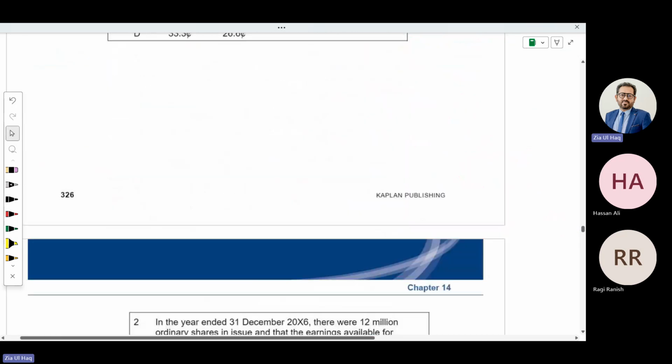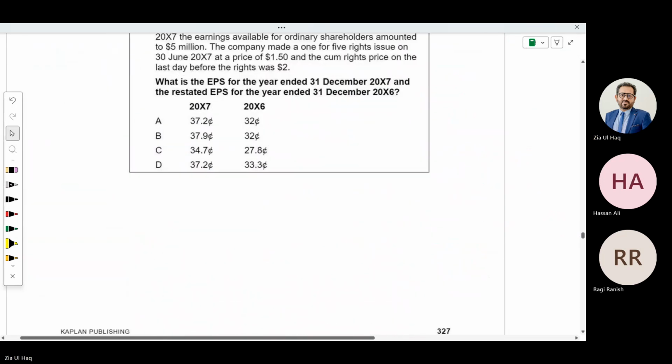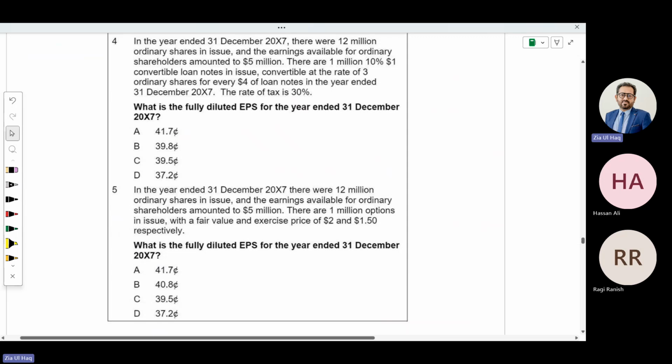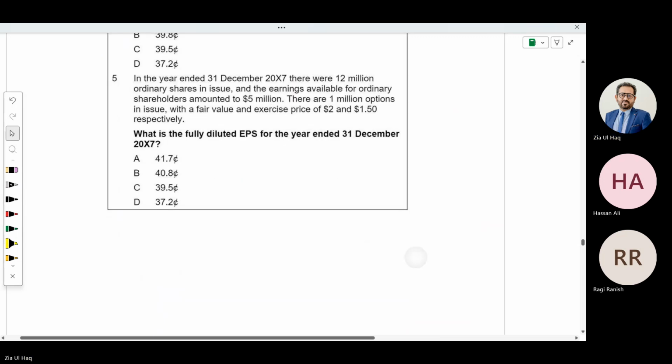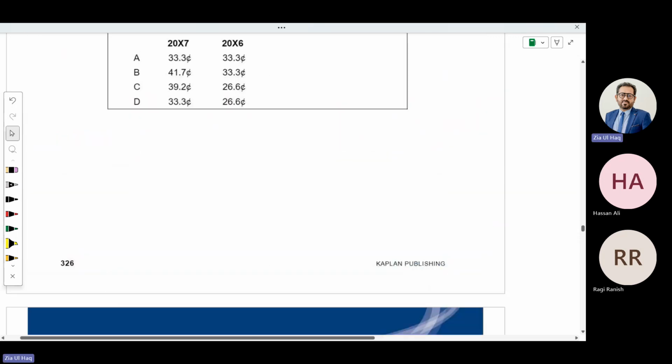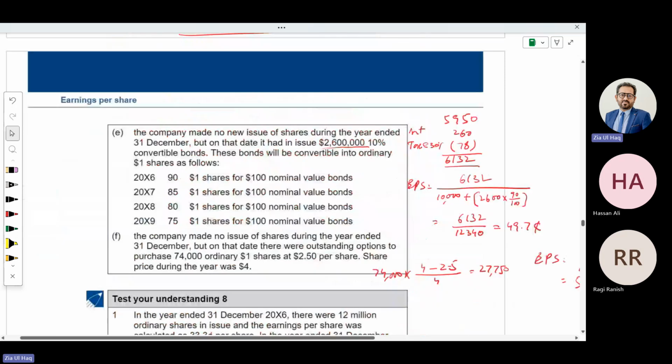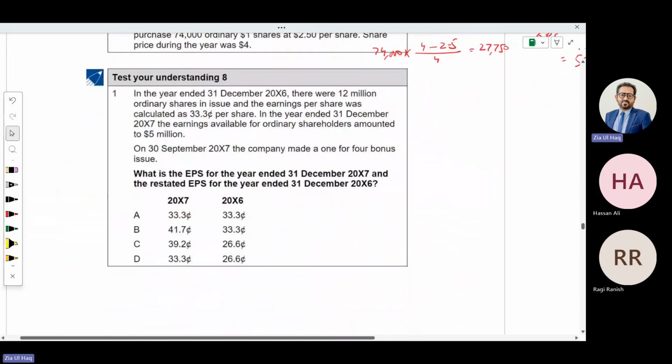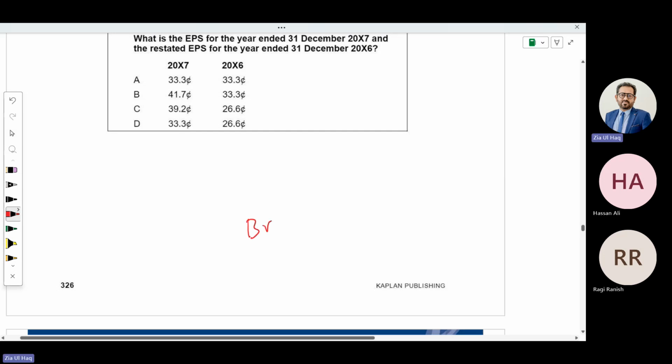That is 59.3 cents. So question 8 you will cover by yourself. In the MCQs, we have performed the calculation, so similar calculations, but there are options available. So let's take a break. After the break, we will start a new chapter, chapter 15.